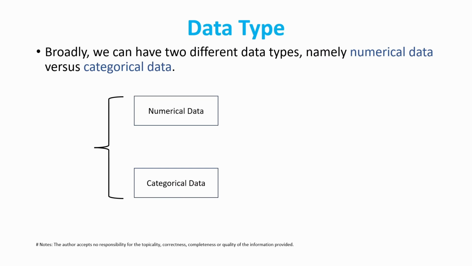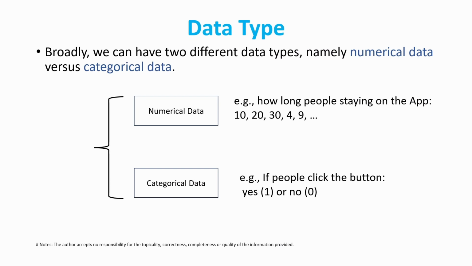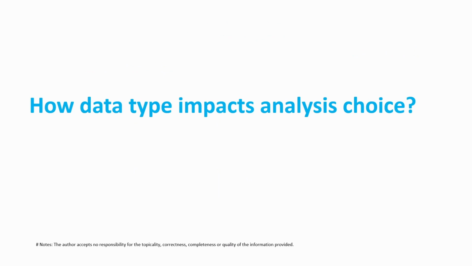So for numerical data, the example could be how long people stay on the app. It could be 10 minutes, 20 minutes, or 30 minutes. So this measures how long people stay on the app. Another type of data could be whether people click the button. It's yes and no. So this is categorical.